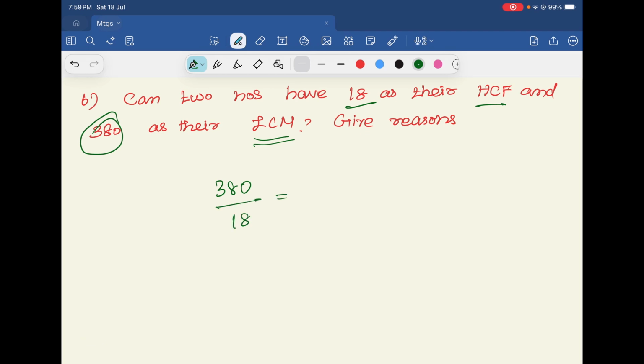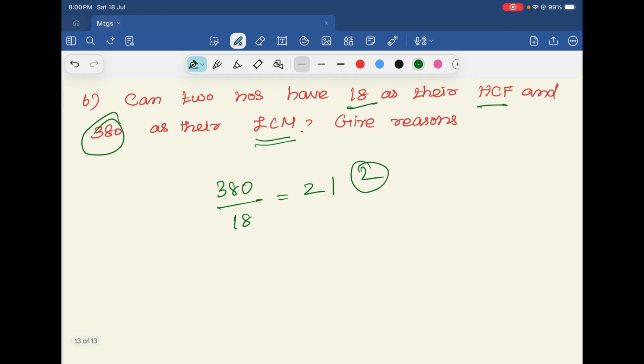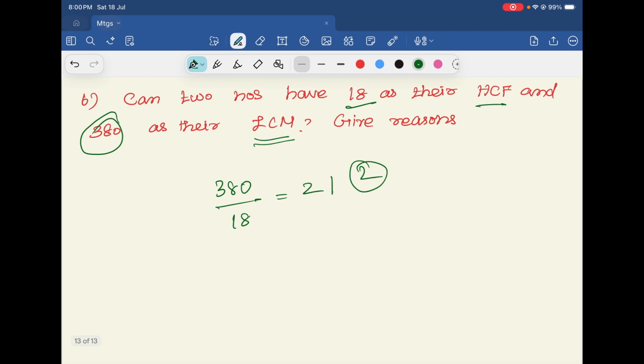So here 2 eighteens are 36, then 20, then 18, and then the remainder is 2. Therefore it is not possible. Therefore two numbers cannot have 18 as their HCF and 380 as their LCM.